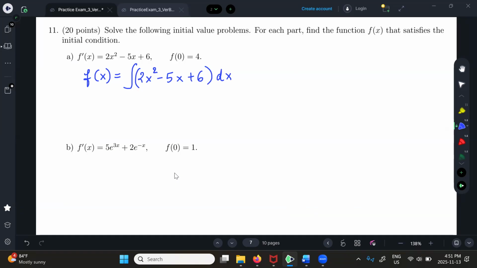Now, can we integrate this one? You are champions of finding the formulas for this. Let's do it on this side. So what is f of x?